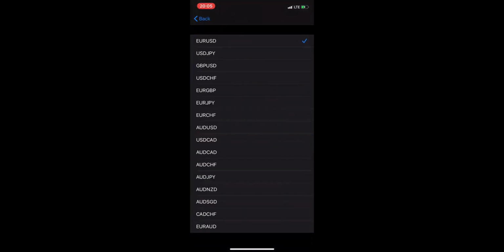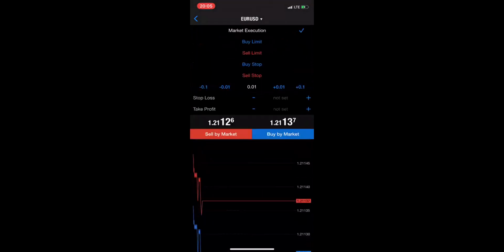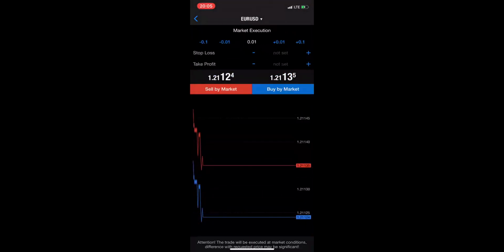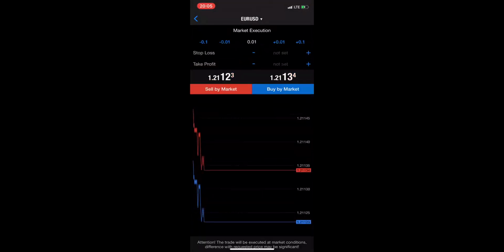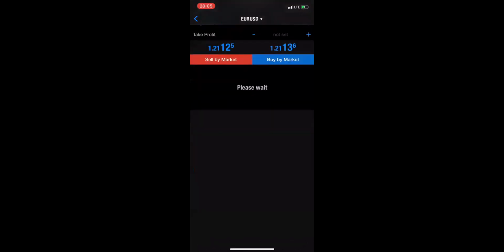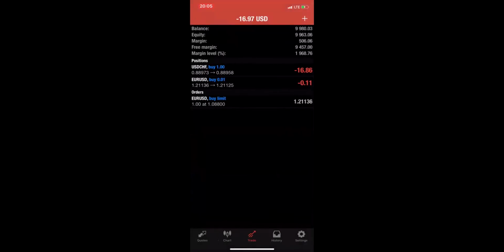If you're asked to go in for a pending order, you go to where you have your market execution or your instant execution, you click it. Then you see the pending order, you go there. But always remember, always check your lot size. It is very, very important. And once you are ready to go, you click on buy by market.